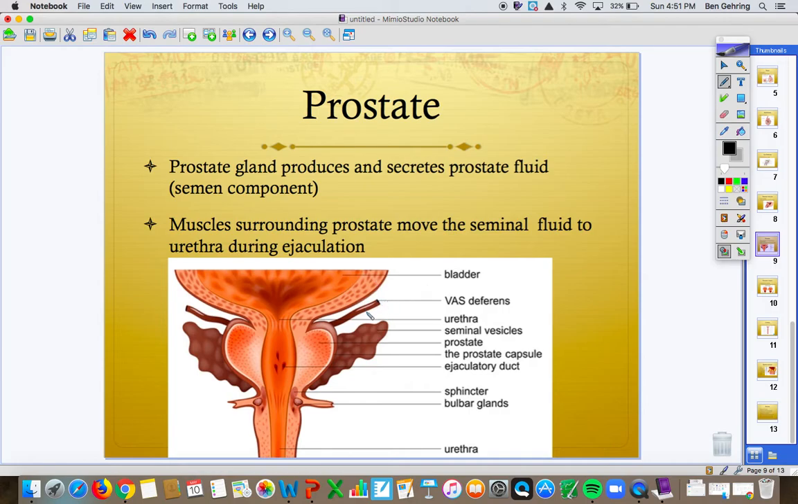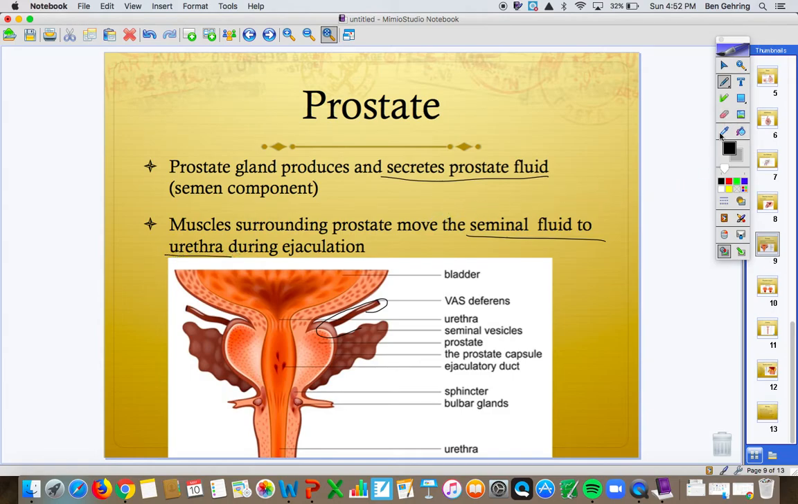So this is where the sperm comes in from the vas deferens, which will merge in here. Your prostate gland surrounds your urethra, if you're a male. Its function is to produce and secrete prostate fluid, which is a component of semen. And then you have a muscle surrounding this gland that moves your seminal fluid to the urethra during ejaculation.